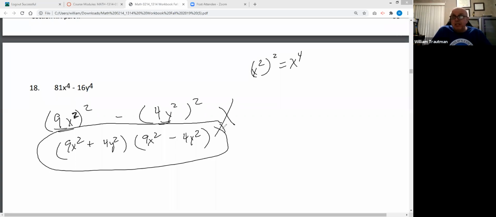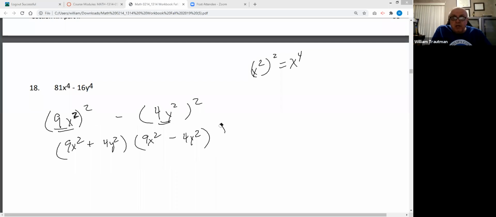This is the trickiest one, and there's always one of these on the test. There is always one of these on the test. And that's why a lot of times the problems say factor completely. Okay, this is correct, but look at this. I want you to stay focused on this.